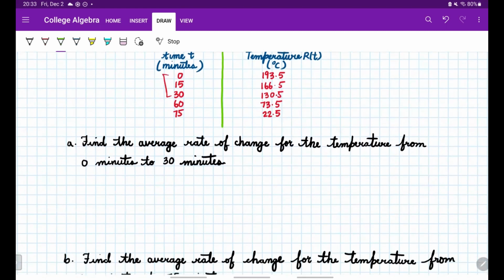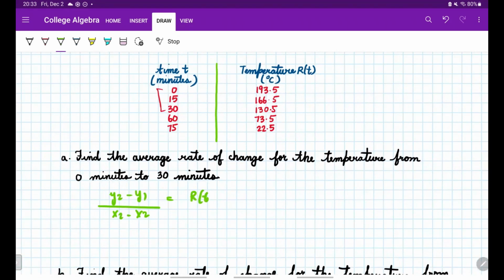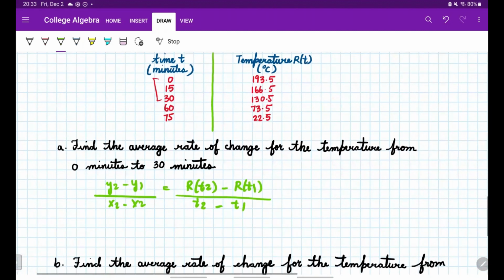So let me write down the formula again. We have y2 minus y1 over x2 minus x1. Here y2 and y1 would be r of t2 minus r of t1, and x2 minus x1 would be t2 minus t1. All right, so what is r of t2? Let us assume this is time 1 and this is time 2.